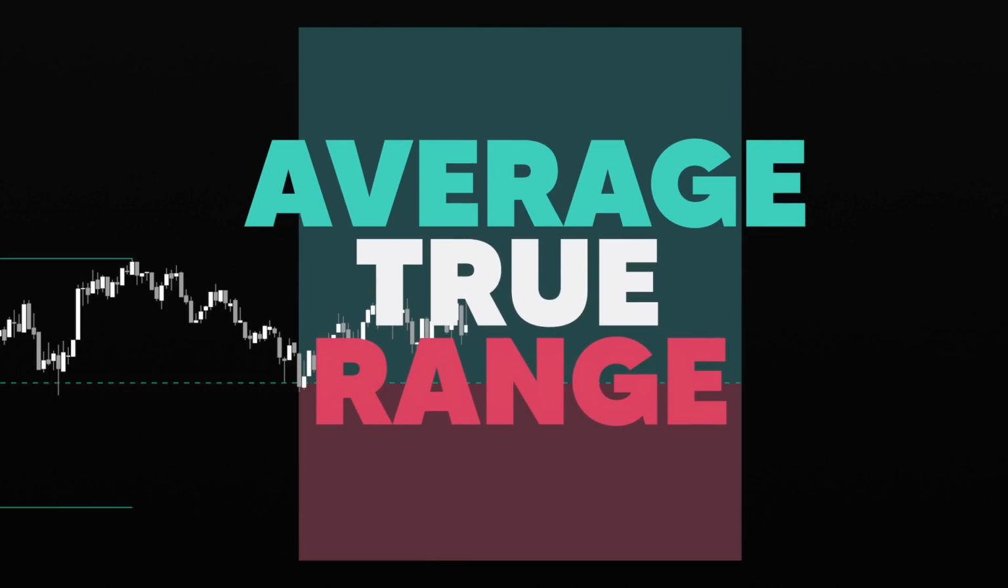The green area on your chart represents your take profit, while the red area indicates your stop loss. These levels are dynamic, calculated using the average true range to adapt to market volatility. This ensures your trade levels remain realistic, sometimes wider or tighter depending on current market conditions.